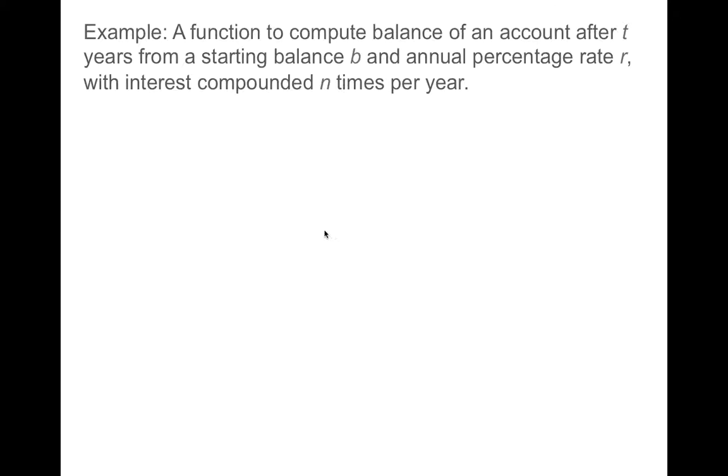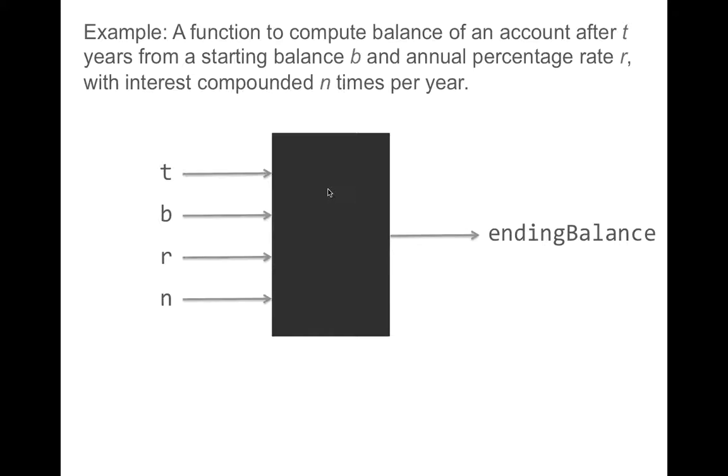Here's, for example, a function to compute the balance on your bank account after T years from a starting balance B and an annual percentage rate R with interest compounded n times per year. If you took an accounting or a business class or even a math class at some point, you might recognize this as compound interest. It's how we make money on our savings accounts. So if you think about a function to compound the interest on your bank account, it takes 4 inputs and provides 1 output.